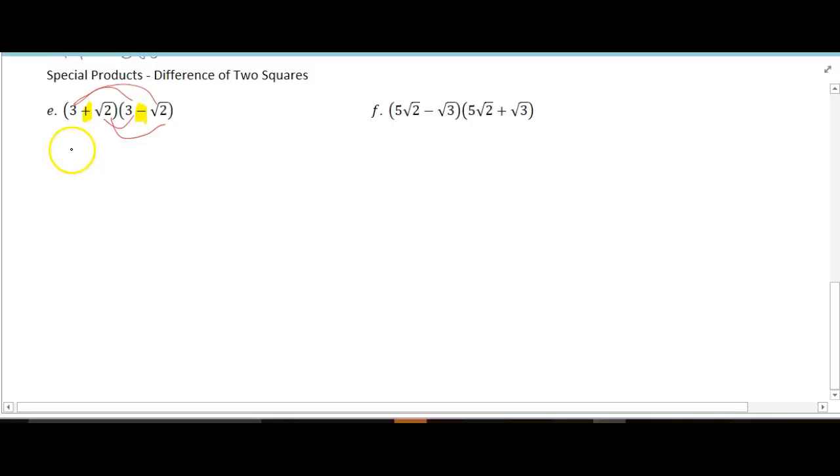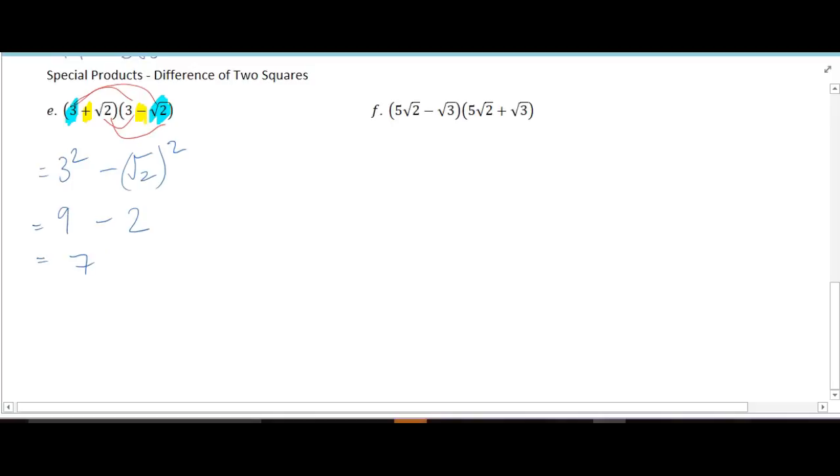The first one is going to be the square of this number, minus the square of this number. Let me show you how that works. It's going to be 3 squared minus root 2 all squared. In this case, 3 squared is 9, minus the square root of 2 all squared, which is just 2. We've got no more surds now, so that becomes 7.